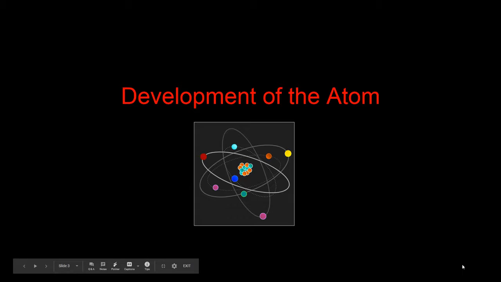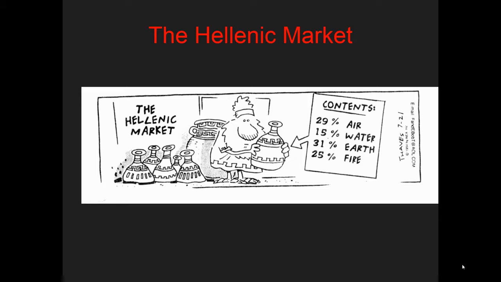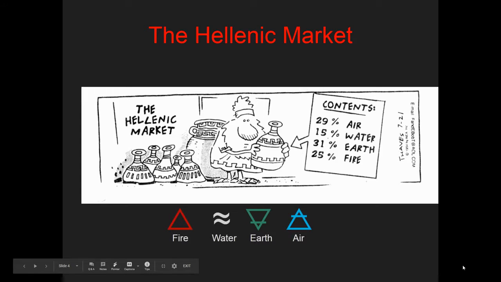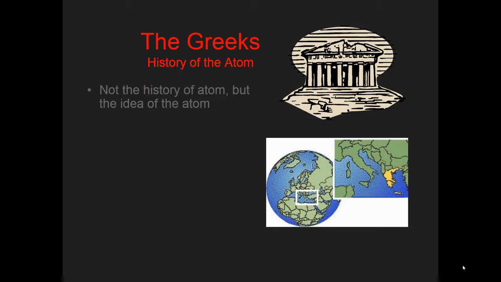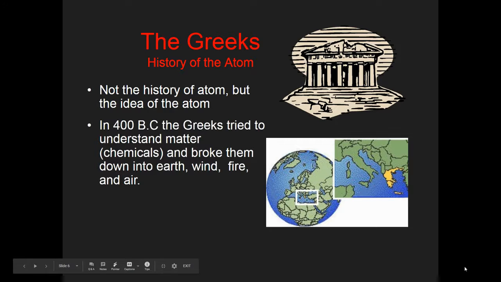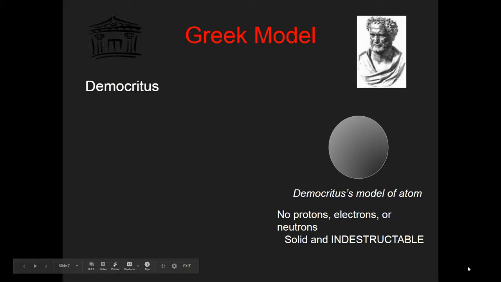So let's talk about the development of the atom, the concept of the atom. To understand that, we have to go back to ancient Greece, and the elements they thought existed were fire, water, earth, and air. Ancient Greece is the start of our story. It's the history of the atom, but there's no evidence for the atom back in ancient Greece. They really talked about what the idea of an atom might be, what matter is actually composed of. And they came up with those four elements: earth, wind, fire, and air, which we carried through to about the 1600s.